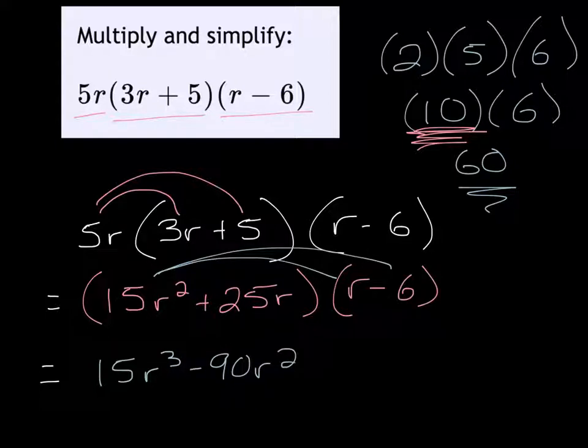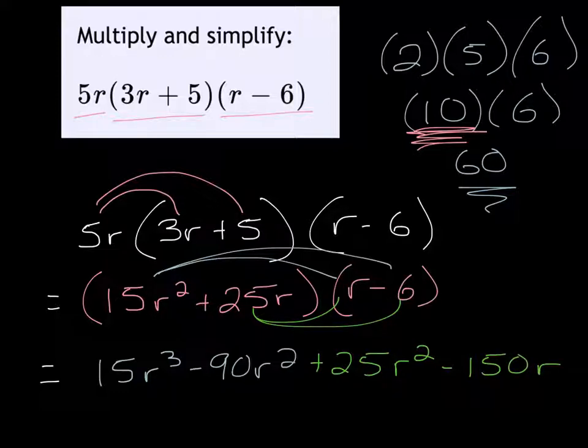Okay, and then we're going to multiply this 25r by those two terms. So this 25r gets multiplied by those. 25r times r is a positive 25r squared. And the 25r times negative 6 is going to be negative 150r.